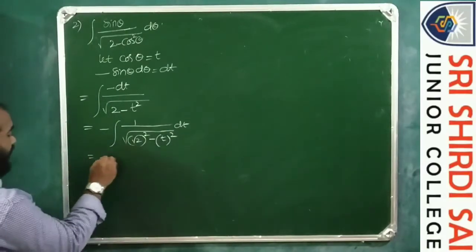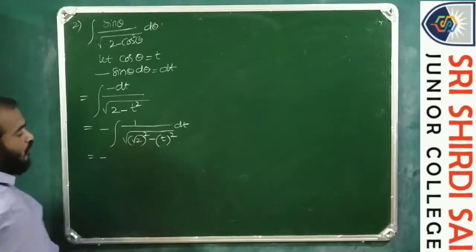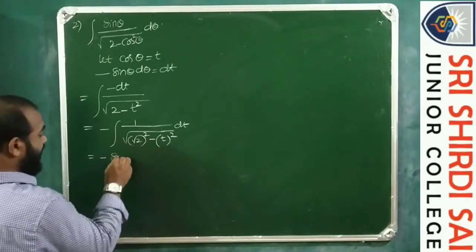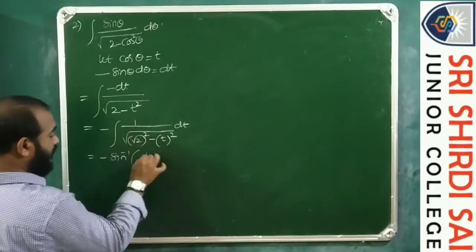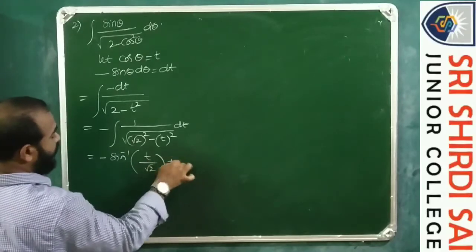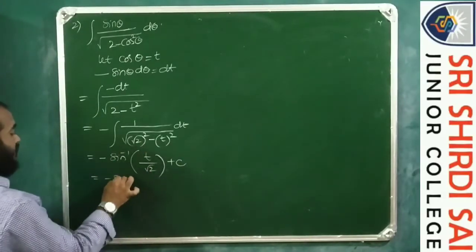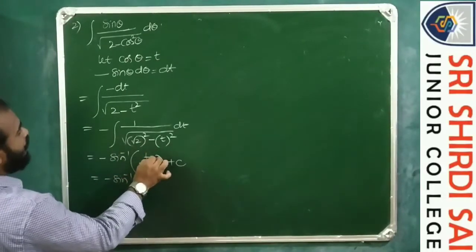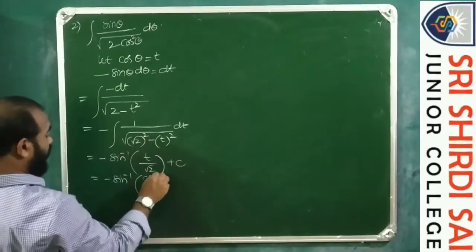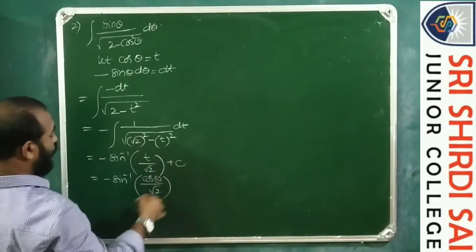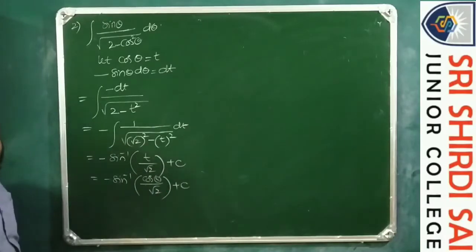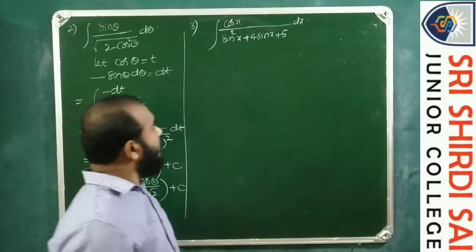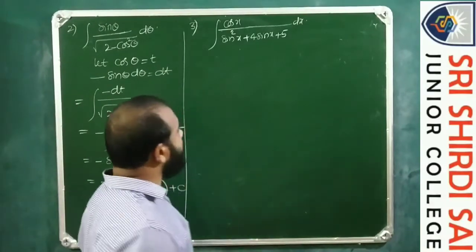So this is minus integral 1 by root of a square minus x square, which is sin inverse of x by a. So this is sin inverse of t by root 2 plus constant of integration c. So this is sin inverse of, the value of t is cos theta by root 2, plus constant of integration c. Next, integral cos x by sin square x plus 4 sin x plus 5 dx.